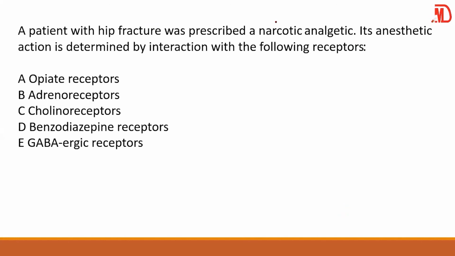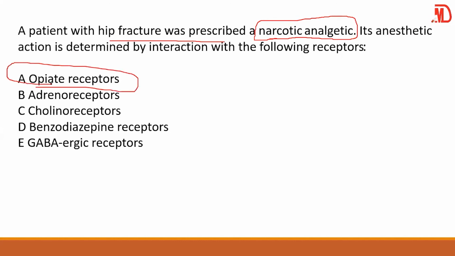Okay. A patient with hip fracture was prescribed a narcotic analgesic. When we say narcotic, we're talking about hard drugs, opioids, like morphine. Now, its analgesic action is determined by what? Of course, opioid receptors. So you're thinking of A as your answer. Narcotics are hard drugs, and hard drugs interact via opioid receptors.